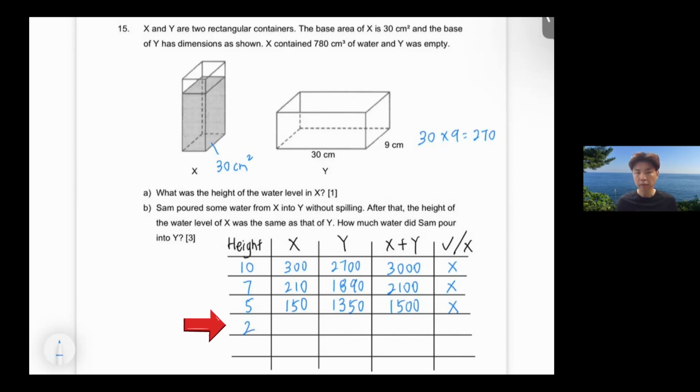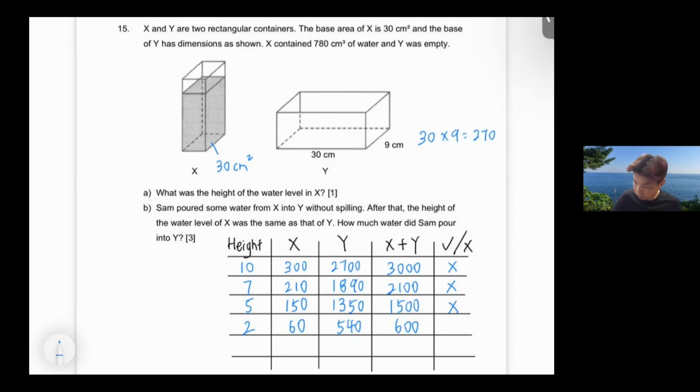So if the height is 2 centimeters, then the volume of water in X will be 30 times 2. That will give me 60. And the volume of water in Y will be 270 times 2. That will give me 540. And together, they will add up to 600. So that's lesser than the 780. So now we know that we need to have a higher height instead.